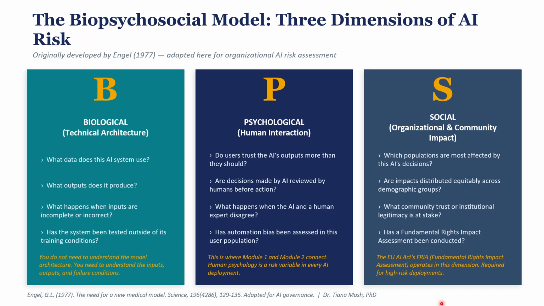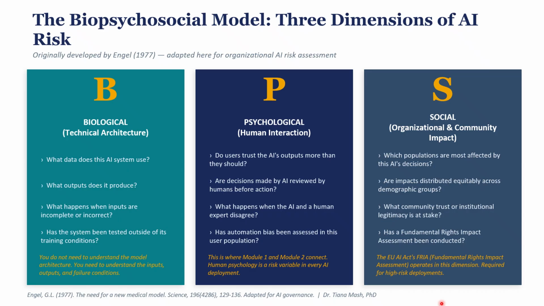Huge application. Which populations are most affected by this AI's decision? Are impacts distributed equitably across demographic groups? What community trust or institutional legitimacy is at stake? And are we questioning whether the fundamental rights impact assessment is being conducted, especially when we're talking about human rights issues, right? Or in American culture, the constitutional rights.